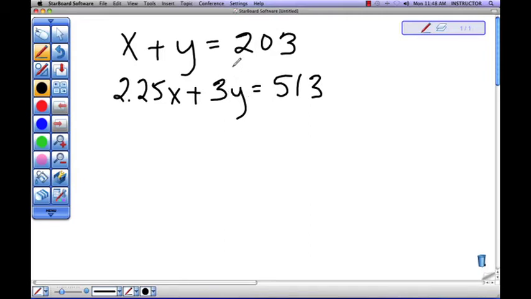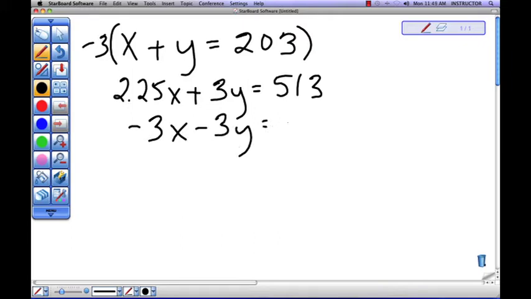Now, when using elimination, we must multiply one of the equations to be able to get rid of one of the variables. In this case, it would be easier to multiply by -3 so we could have opposites, and they will cancel out to be 0. So once we multiply the entire equation, we get -3x, -3y equals -609.